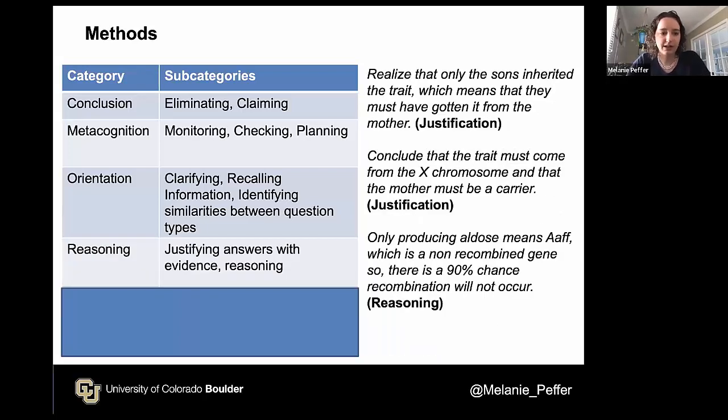Our fourth category is reasoning, and this includes reasoning and justifying answers with evidence. So being able to say, I can conclude that the trait must come from the X chromosome and the mother must be a carrier. So they're citing some kind of evidence for their justification, or saying something like only producing aldose means there is a non-recombinant gene, so there's only a 90% chance that recombination will not occur.